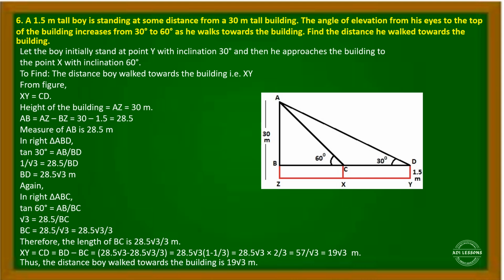XY equals CD equals BD minus BC. That equals 28.5 root 3 minus 28.5 root 3 by 3. That equals 28.5 root 3 into 1 minus 1 by 3. So, that equals 28.5 root 3 into 2 by 3. That equals 57 by root 3, that equals 19 root 3 meters. Thus, the distance the boy walked towards the building is 19 root 3 meters.